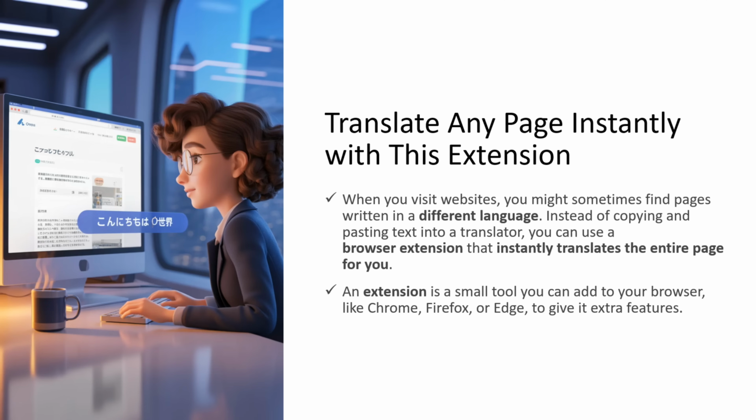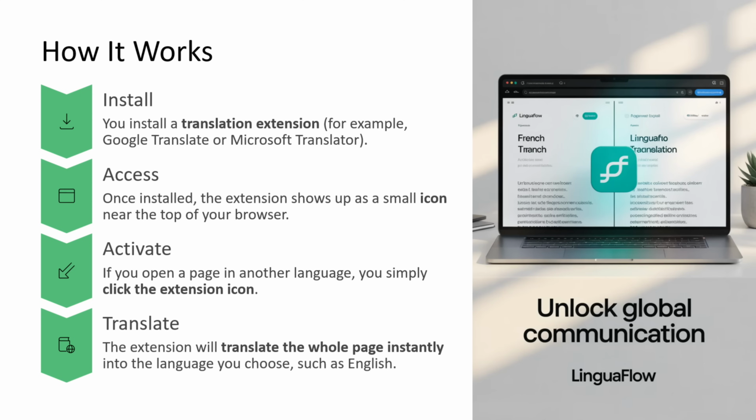In this video I will explain how to use an extension to translate any page instantly. When you visit websites, you might sometimes find pages written in a different language. Instead of copying and pasting text into a translator, you can use a browser extension that instantly translates the entire page for you. An extension is a small tool that you can add to your browser, like Chrome, Firefox, or Edge, to give it extra features. Now we will see how it works.